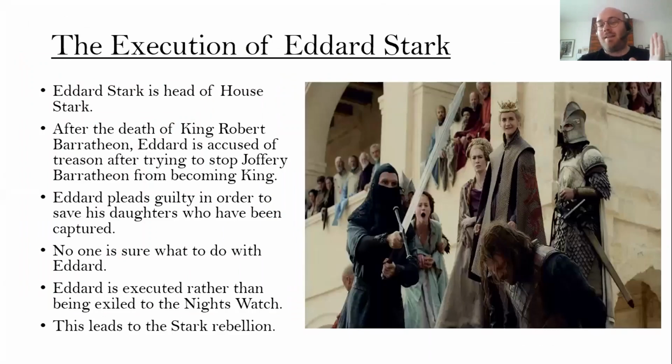So our next part of this talk, we'll talk about the execution of Eddard Stark. So we've already looked at the power split between the Starks and the Lannisters. This will focus on the execution of Eddard Stark. So Eddard Stark is head of House Stark. After the death of King Robert Baratheon, Eddard is accused of treason after trying to stop Joffrey Baratheon from becoming king for a whole host of reasons, which I will not get into in this video. Eddard Stark pleads guilty to this treason charge because he wants to save his daughters who have been captured.